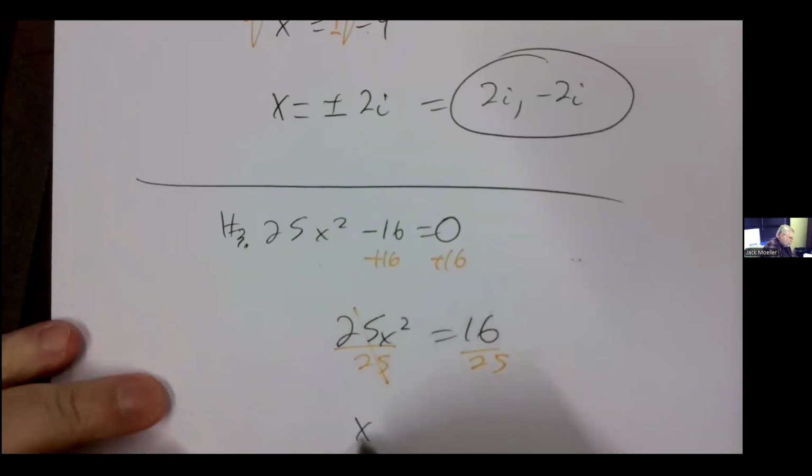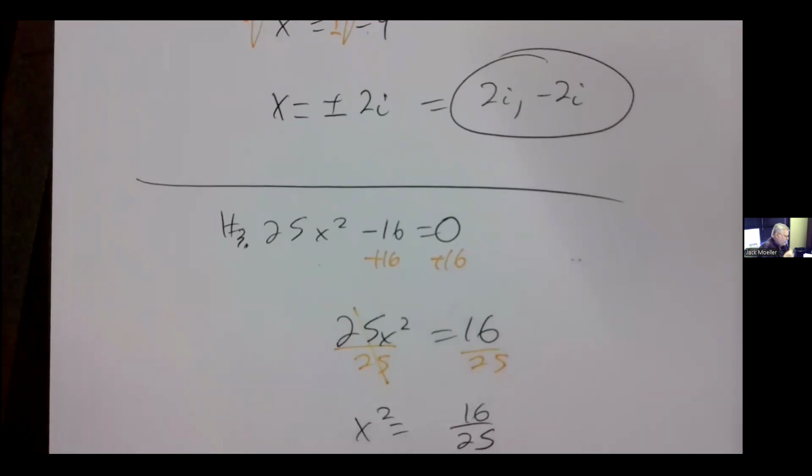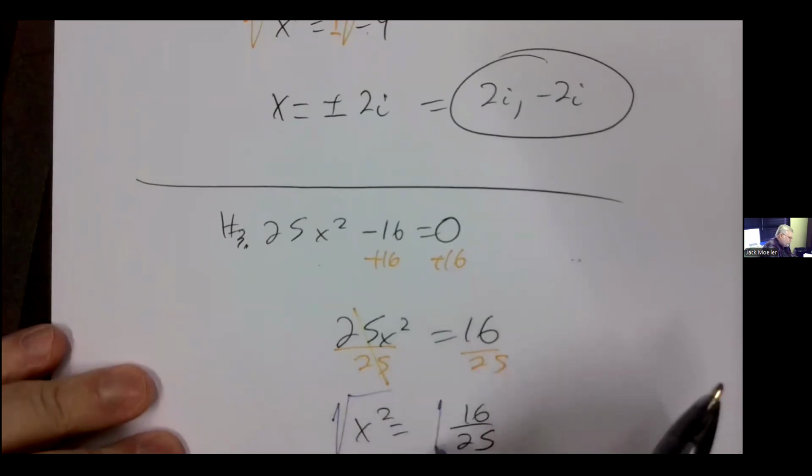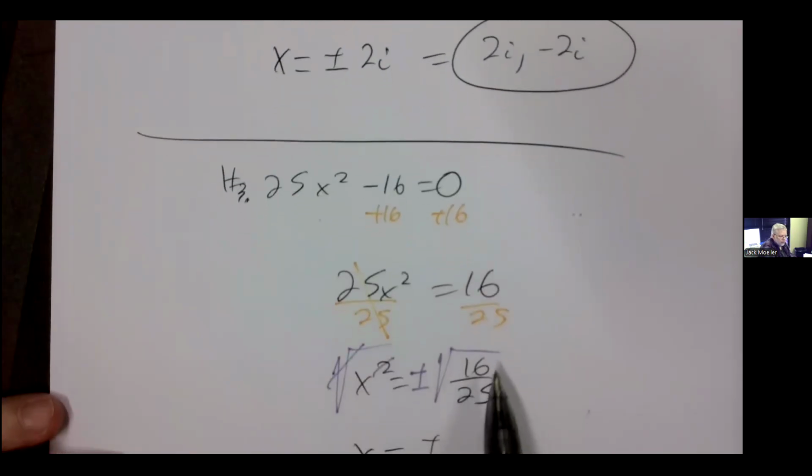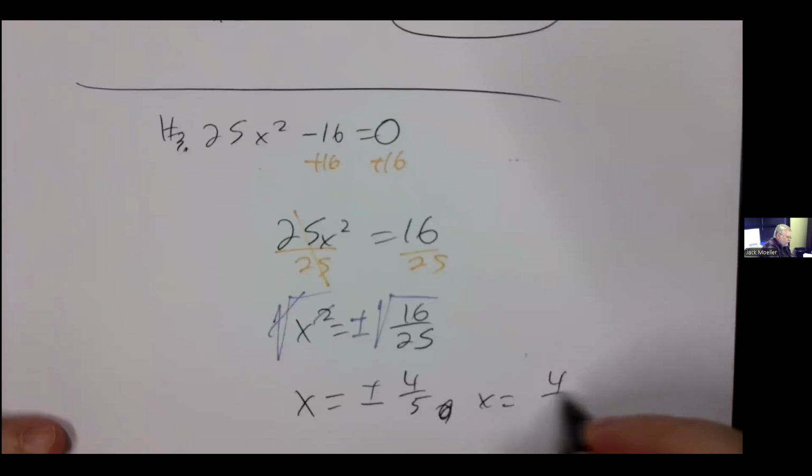Now we have x squared equals 16 over 25. Now we can take the square root of both sides because we have the x squared term by itself. Don't forget your plus or minus. The square root and squared cancel out, leaving us x equals plus or minus. Well, the square root of 16 is 4, the square root of 25 is 5, so it would be plus or minus 4/5. Or x equals 4/5, comma, negative 4/5.